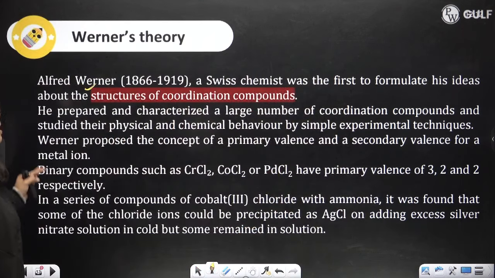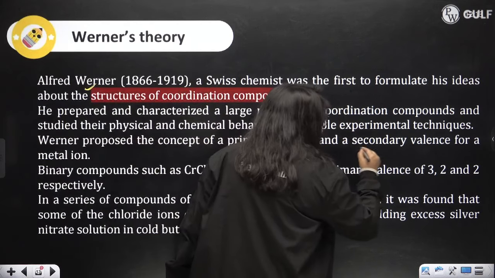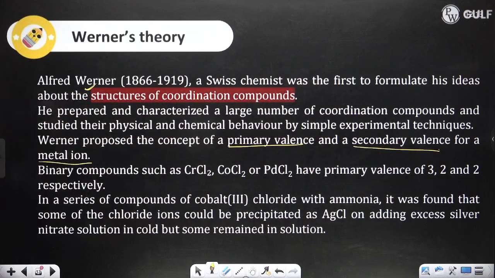He prepared and characterized a large number of coordination compounds and studied their physical and chemical behavior with simple experimental techniques. Werner proposed the concept of primary valency and secondary valency for a metal ion. Obviously, he gave the primary valency and the secondary valency for what, beta? For the metal ion. Now, binary compounds, when you look at binary compounds, CrCl3, CoCl2, PdCl2, they have primary valency 3, 2, 2 respectively.